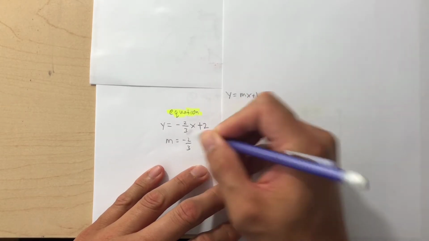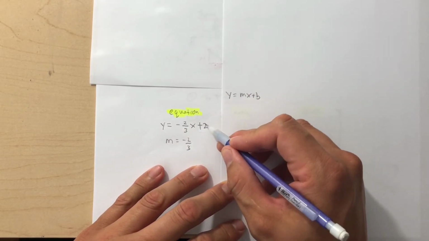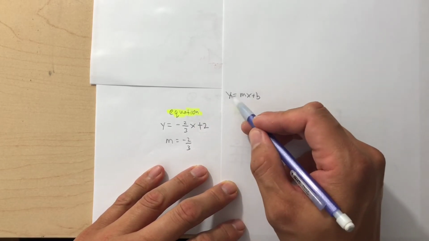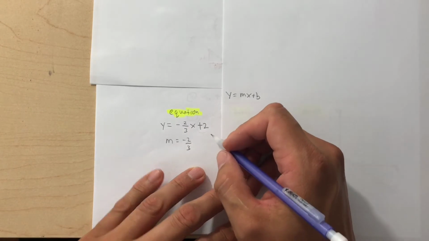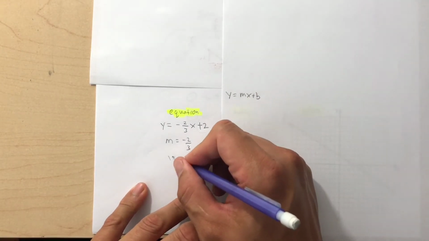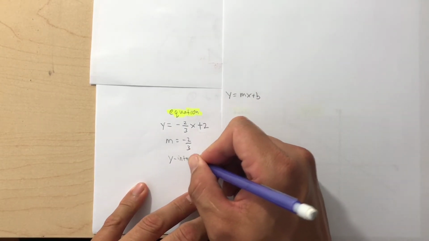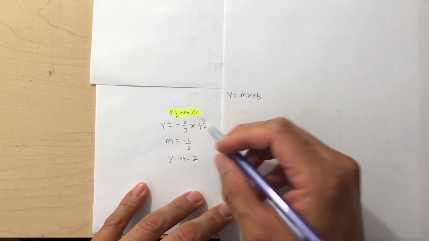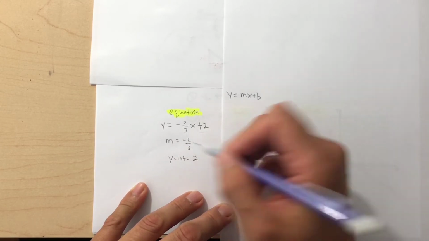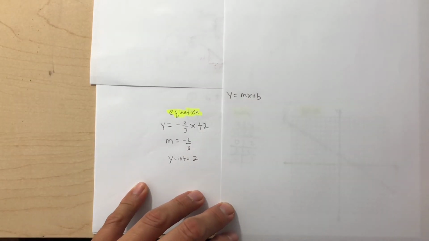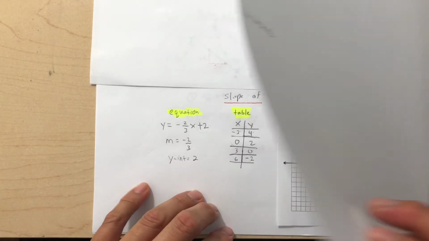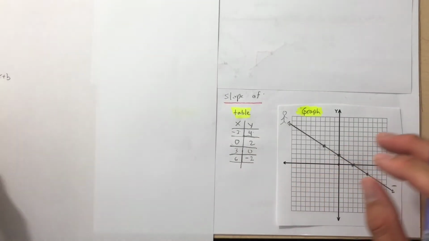Now they can flip-flop this one, the x can come first, so it doesn't matter. After you solve for y, the number in front of x is your slope, and the other number is your y-intercept. If there's no other number, then your y-intercept would just be 0. If there is no x, your slope would be 0. Again, if there's no x, then your slope would be 0.